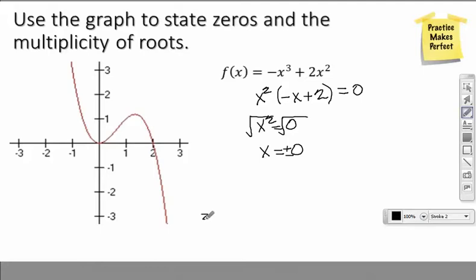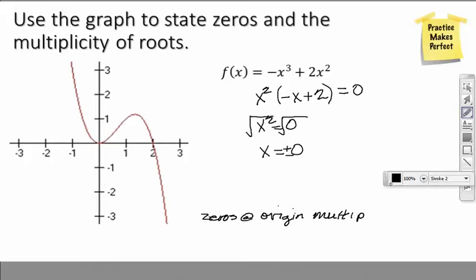So that means that, how do I want to write this? Zeros at origin, multiplicity of 2.